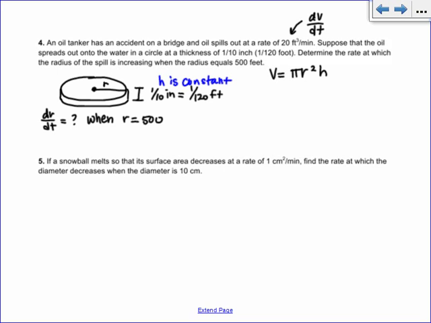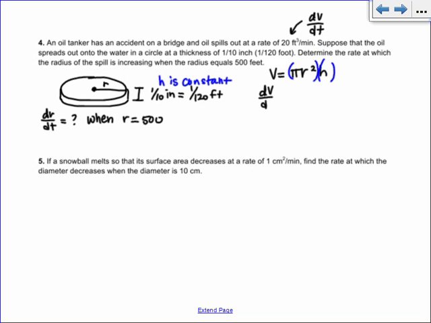Okay, so we could plug it in. So we're allowed to plug in 1 over 120, but I'm going to leave it right now. I'm going to take the derivative and show you what happens when you take the derivative and why you can plug that in at this point.